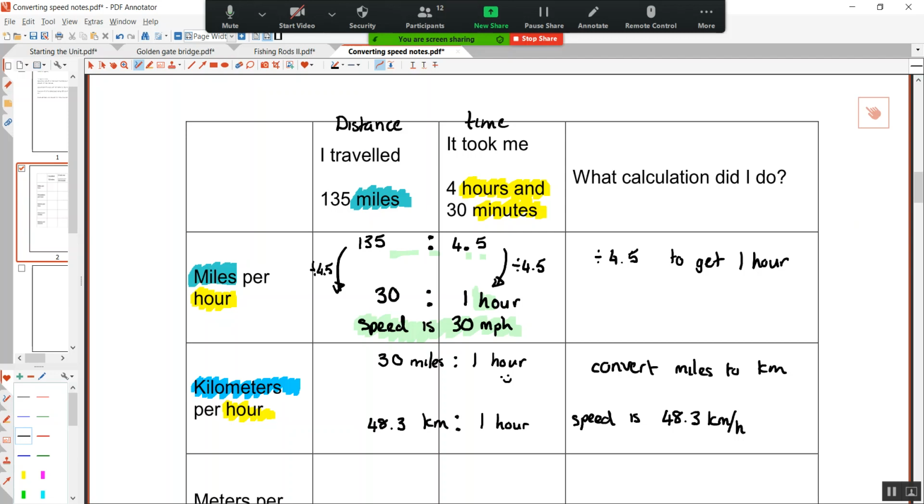Makes sense? Now, if I'm doing 30 miles per hour or I'm doing 48.3 kilometers per hour, right? Which one is faster or is it the same speed? So compare 30 miles per hour and 48.3 kilometers per hour. Which one is faster or are they both the same? Oh, I've stopped and it's still going. So guys, I've got 48.3 kilometers per hour or I've got 30 miles per hour. Which one is faster or are they both the same? What do you think?